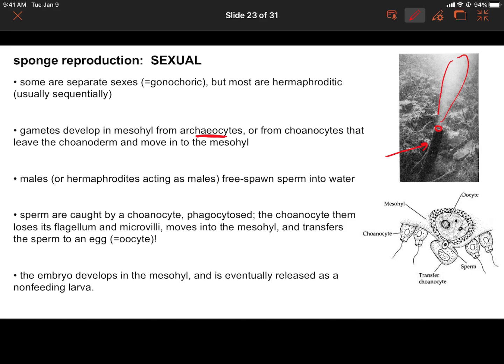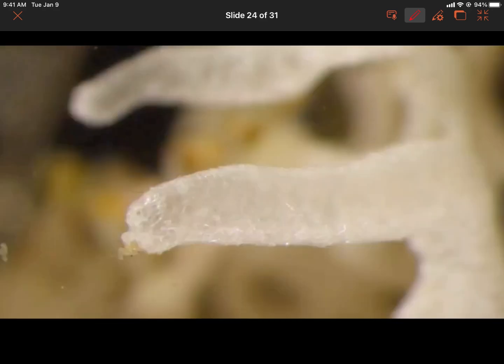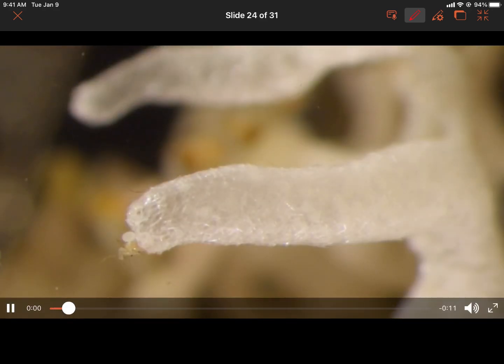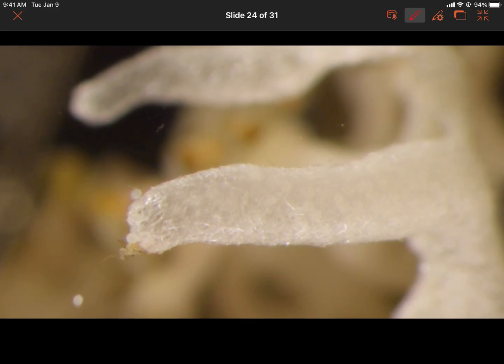Then that egg develops in the mesohyle and eventually gets released as a non-feeding larva, and those non-feeding larvae are super diverse. But so here's an example of some larvae that were brooded inside this sponge, and now we're swimming out the osculum of that sponge. This is a local sponge called Leucoselenia.